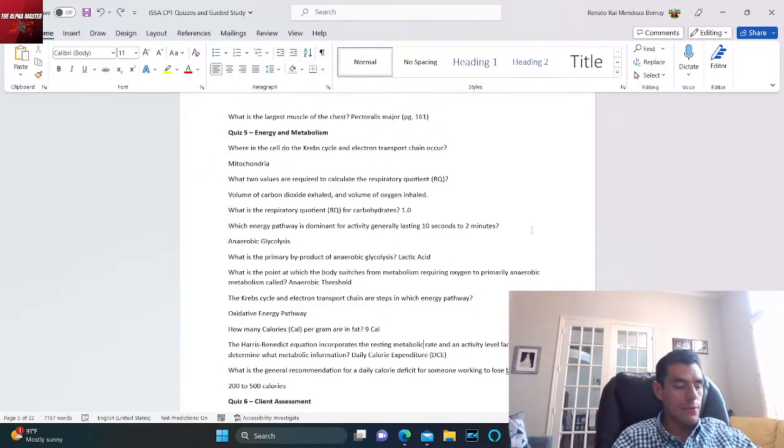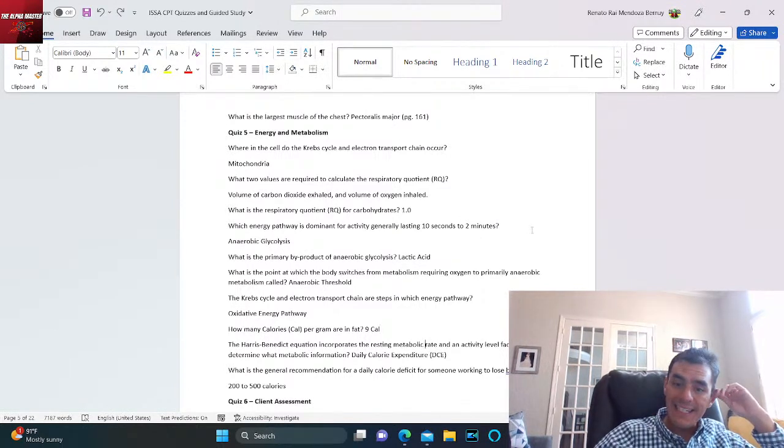Definitely the daily caloric expenditure, the DCE. The Harris-Benedict equation incorporates the resting metabolic rate and an activity level factor to determine the daily calorie expenditure.